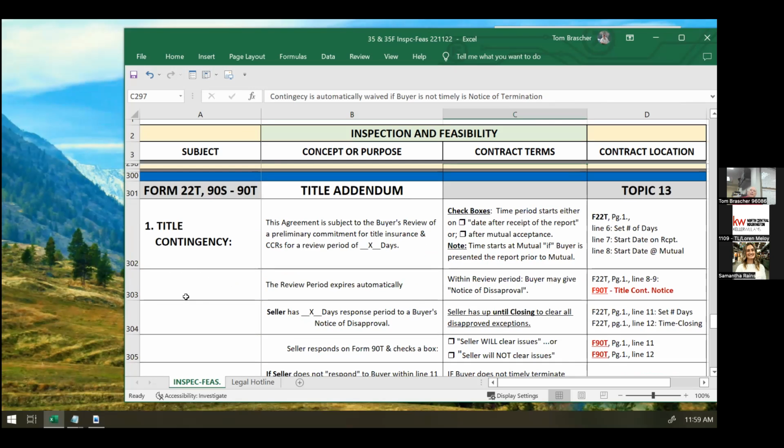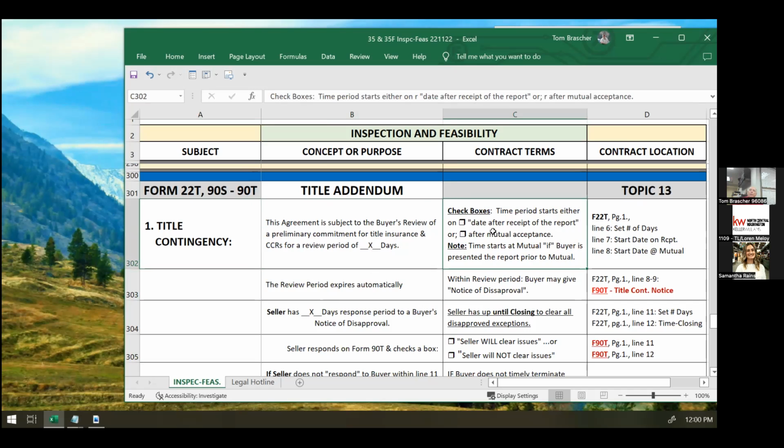The other form that has to do with that during our mutual closing time frame is the title report and the title contingency. Now, in the title contingency, the agreement is subject to the buyer's review of the preliminary commitment, the title insurance, and CC&Rs for the review period. And there's a certain number of days in the review period. Now, there's the boxes to be checked in there.